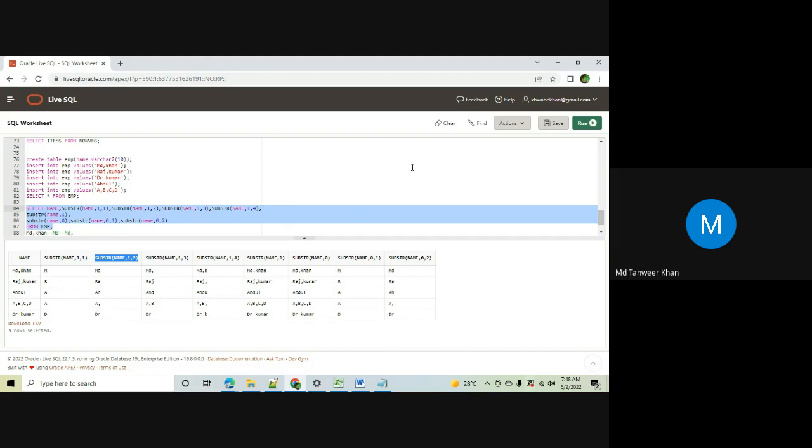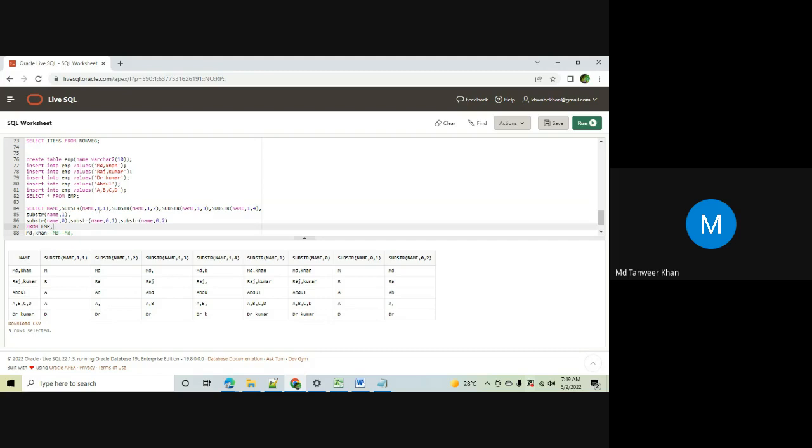What is the conclusion of this? Come on, who will tell? Considering the starting position of the string. Yeah, so I have taken the starting position as 0, or if I have taken 1, they both give me the same output. So what the SQL engine understood is that it will take either 0 or 1. If you tell the SQL engine to take the position as 1 or as 0, they are one and the same for the SQL engine.